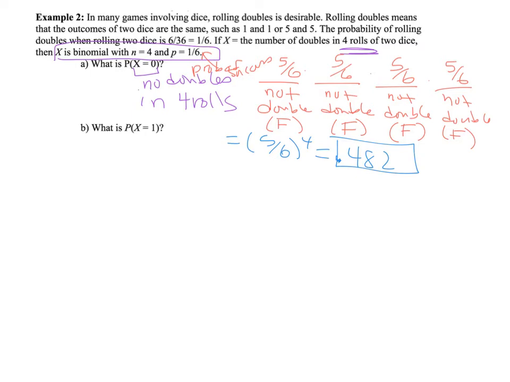Okay, so the next one is looking for the probability that X equals 1, which means that you get 1 double in 4 rolls.